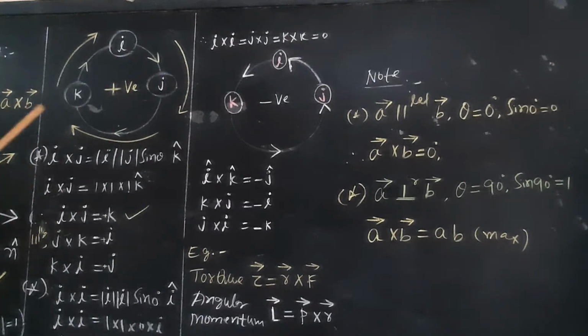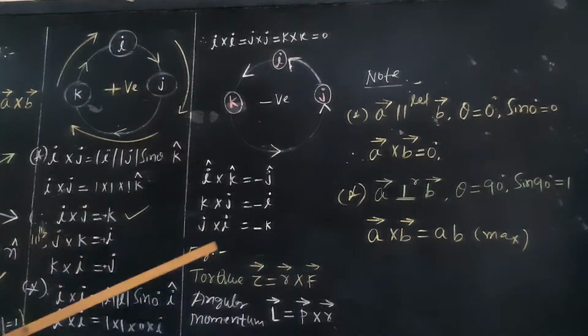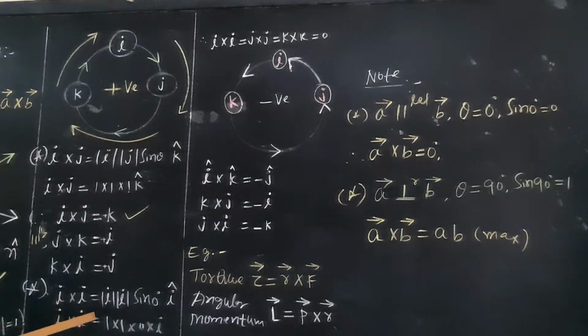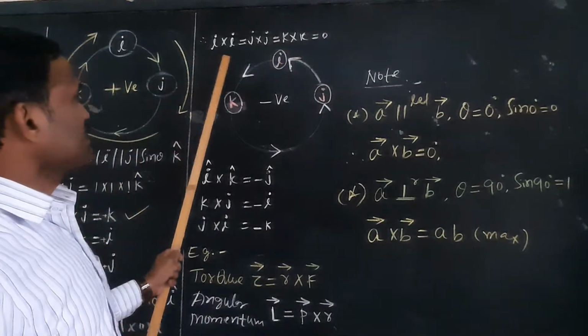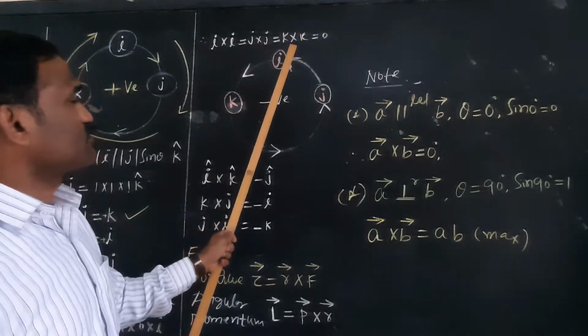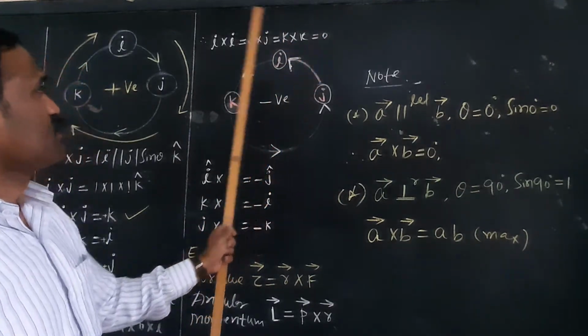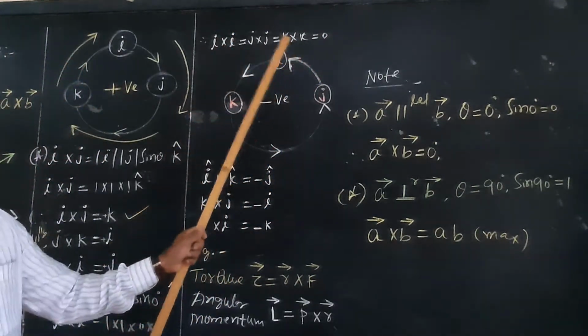So observe carefully. Similarly, I have written the result I cross I. Both I and I are acting along the x-axis. Therefore, magnitude of I into magnitude of I into sine of the angle between the two vectors acting along the same direction, 0 degree. Sine of 0 is 0 only. 0 into anything is 0. Similarly, you will get the result I cross I is equal to J cross J is equal to K cross K is equal to 0, if they are acting along the same axis.